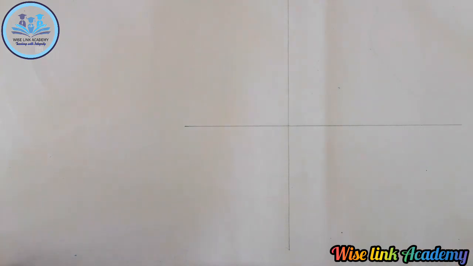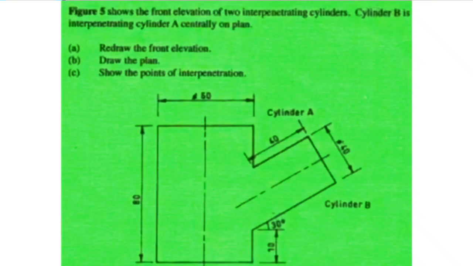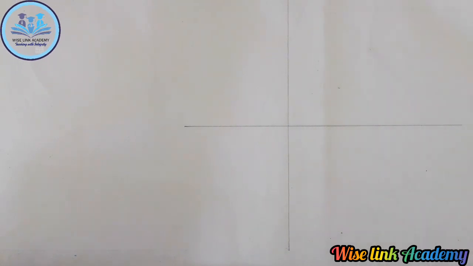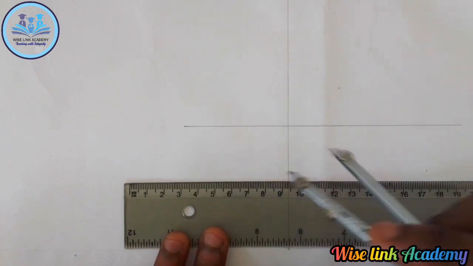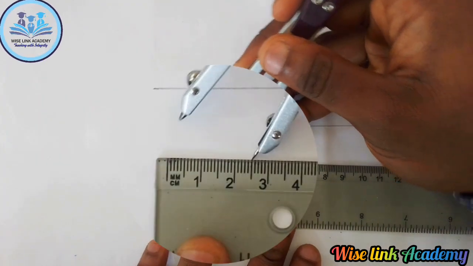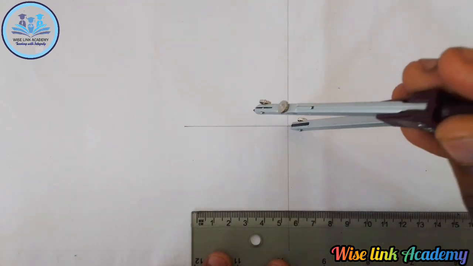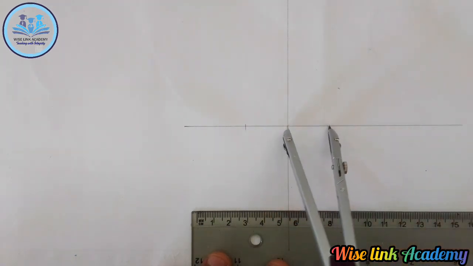So next up, this is my center point. As you can see in the right corner of the screen again, the diameter of cylinder A is 50. If you are given a diameter of 50, you measure half of 50, that's 25. So I'll place it at this point here. Strike an arc here, strike an arc here.